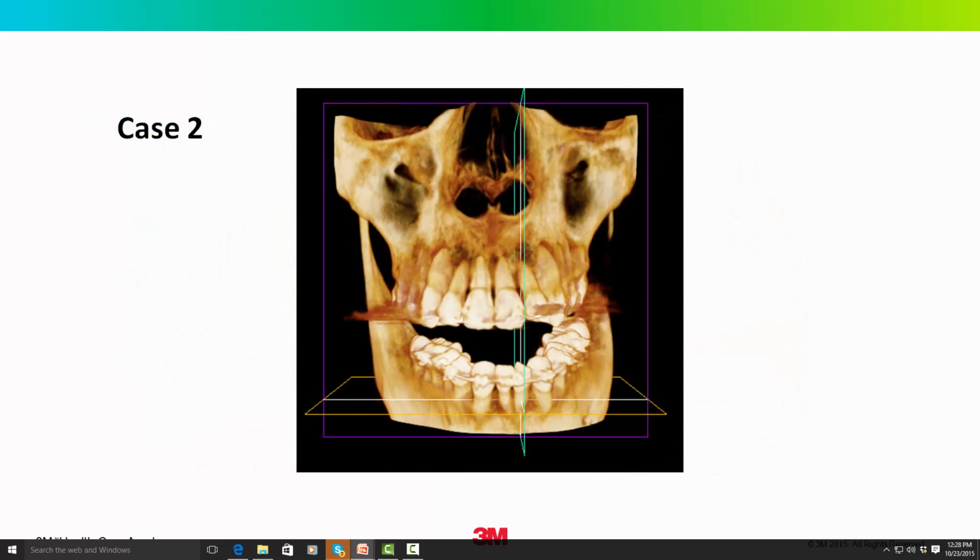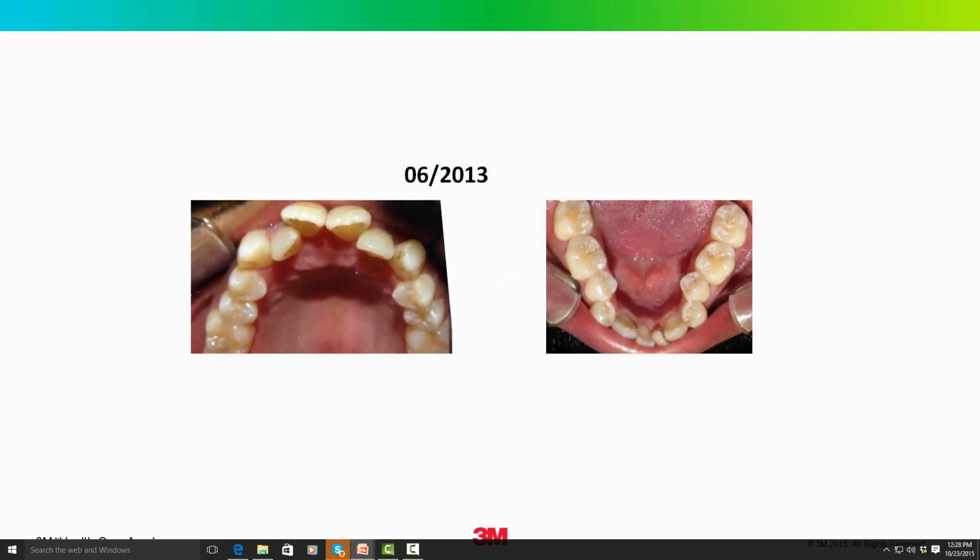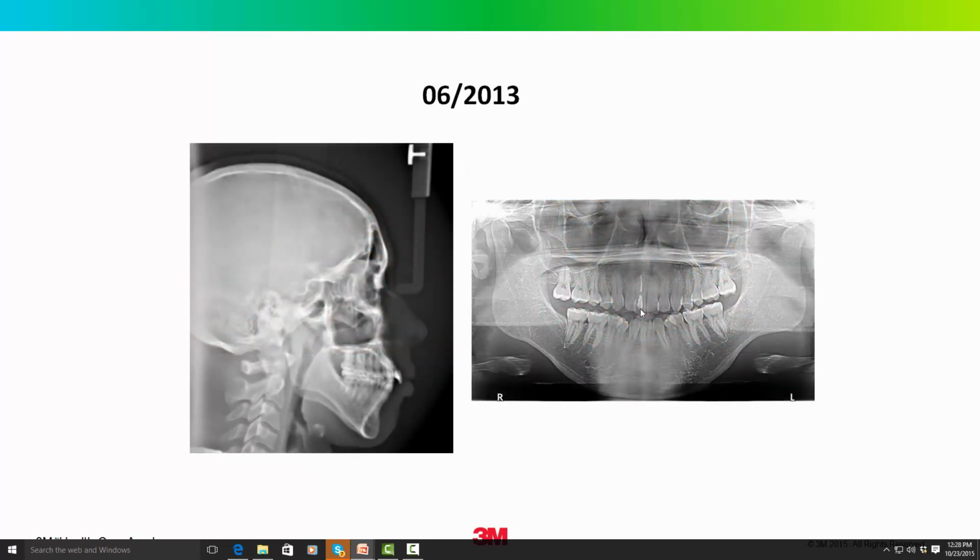Next case is another 31-year-old adult male. He came in missing both lower central incisors, and he had a history of trauma to the upper right central incisor. At that time we took pan and ceph, and you can see he had a root canal. In this case, I round tripped the upper incisors because I wanted to make sure that the upper right central incisor was not ankylosed before I extracted the upper first bicuspid, which was our treatment plan.